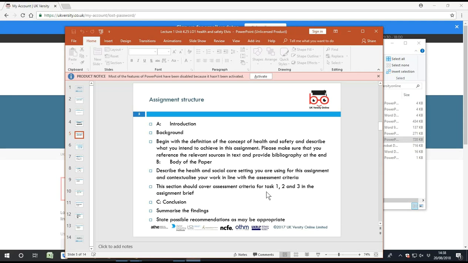And then the body of the essay should cover all the assessment criteria for task 1, 2, and 3 in the assignment brief, which is found on the Moodle. Having done that, try as much as you can to draw the conclusion for all that you've done in the body of the essay. Summarize your findings, and then, if possible, give recommendations as may be appropriate. It's a simple assignment structure that if you follow, it will make your work quite good.